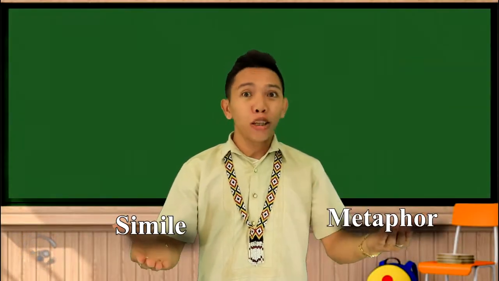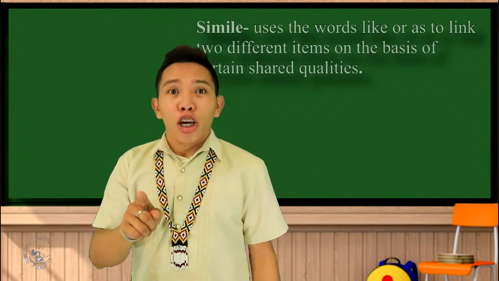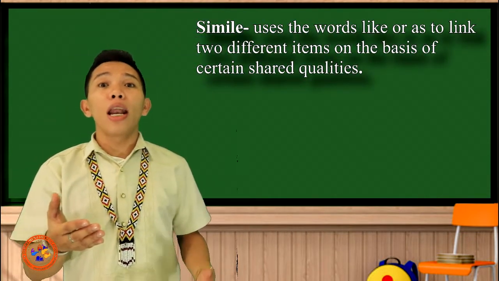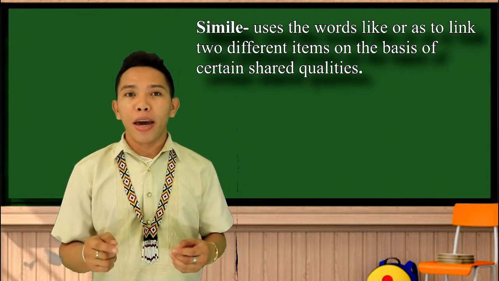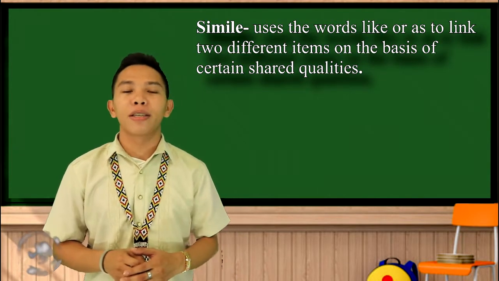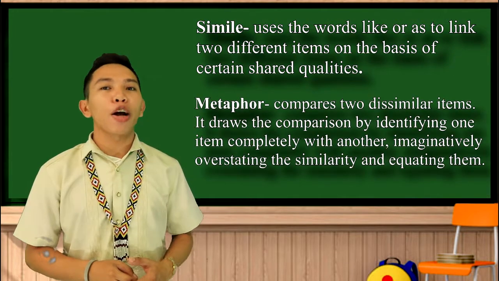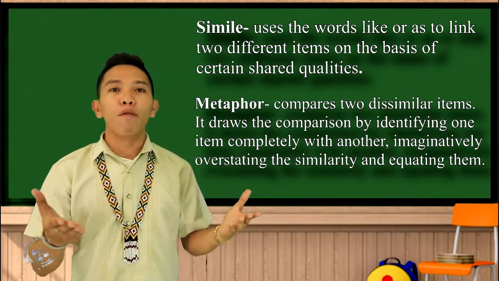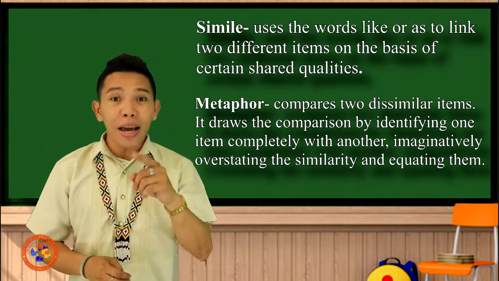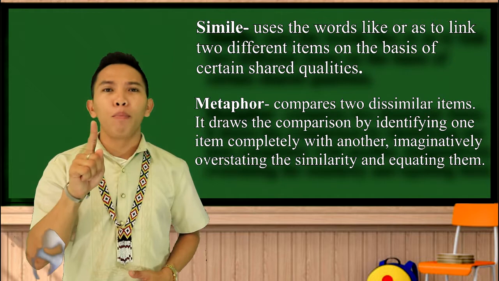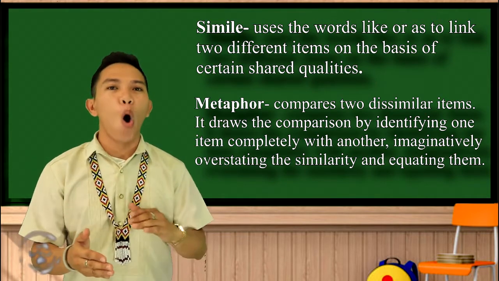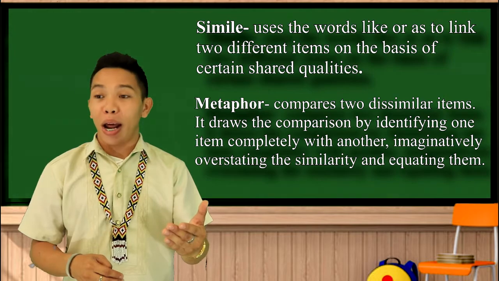The first 2 common literary devices we have are simile and metaphor. Simile uses the words like or as to link 2 different items on the basis of certain shared qualities. Meanwhile, a metaphor compares two dissimilar items. However, it draws the comparison by identifying one item completely with another, imaginatively overstating the similarity and equating them. So now, let's give an example of a simile and a metaphor.